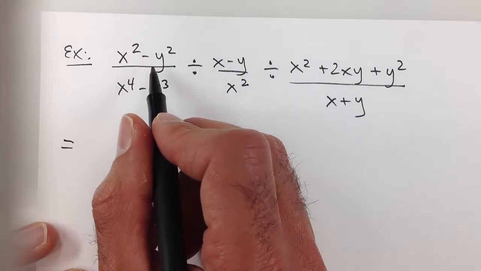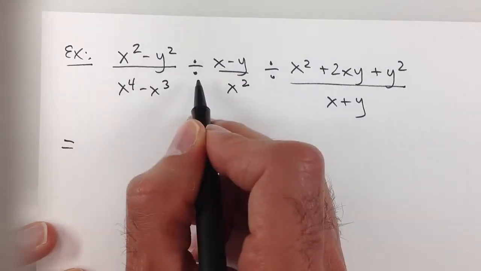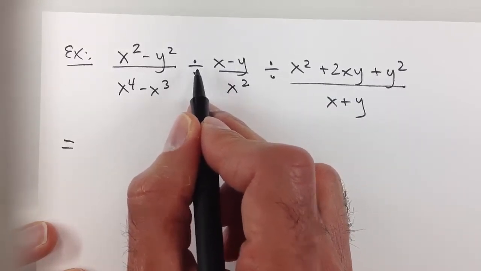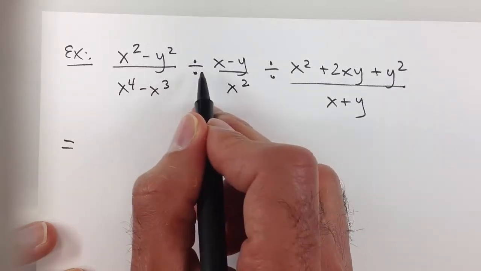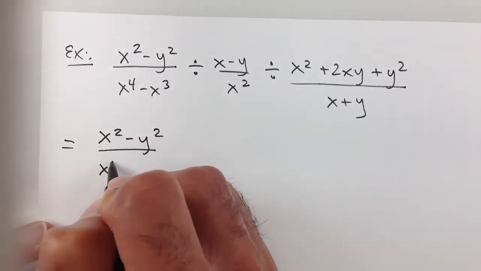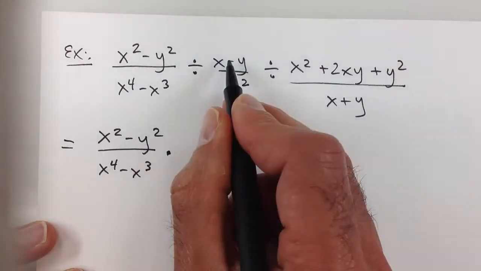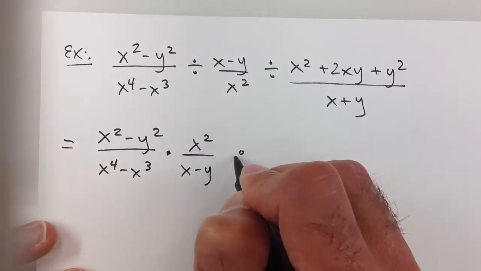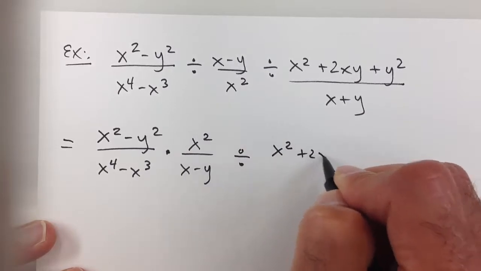So what I'll do is this. Left to right would mean I have to evaluate the first two expressions and then the second. So I'm going to go ahead and do this first division, which would require me to flip over this second expression and multiply those together. So I'm just going to write that out as x squared minus y squared over x to the 4th minus x cubed times, here comes the reciprocal here, x squared over x minus y. Now really we still haven't touched this last expression, so I'm just going to bring it down as it was above.